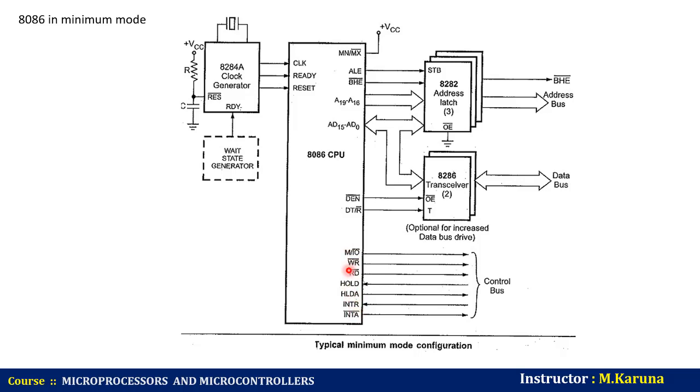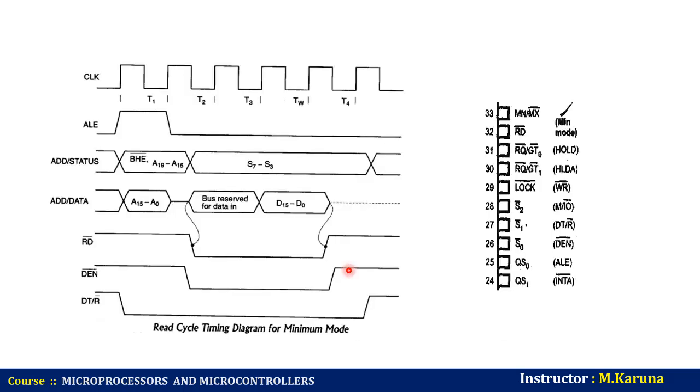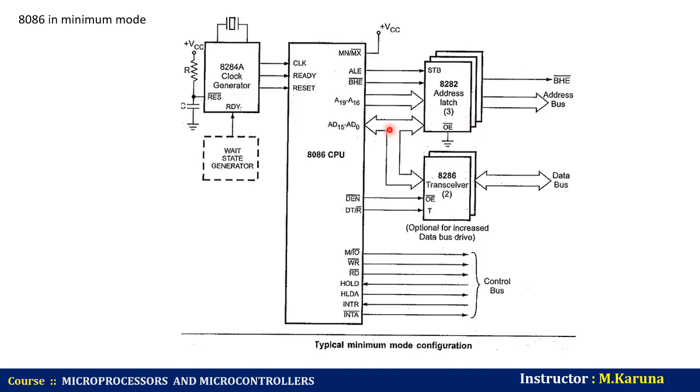First, let us see the minimum mode. When the processor is connected to plus 5 volts with the help of the MN/MX pin, then the processor enters into minimum mode, or we can say uniprocessor. In the lab we use the processor operating in minimum mode. We can call it a uniprocessor. Let us see the timing diagrams.